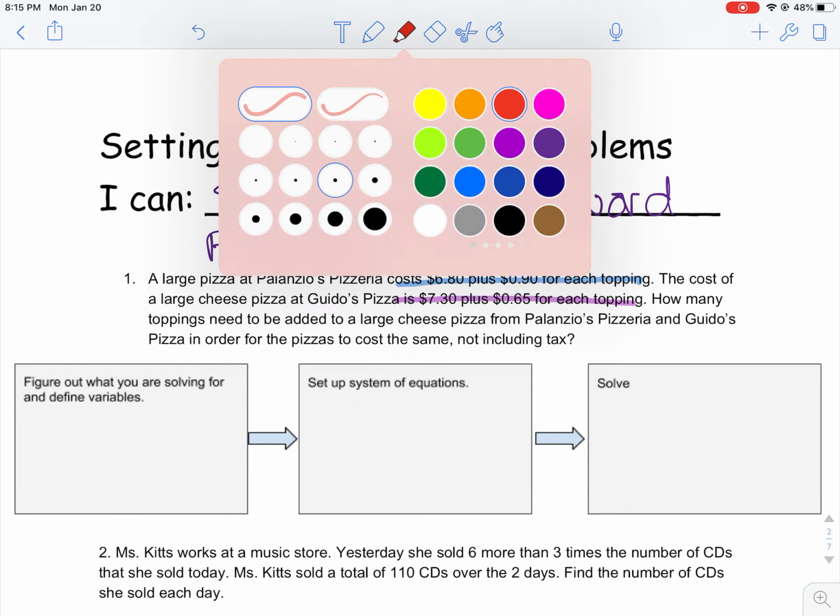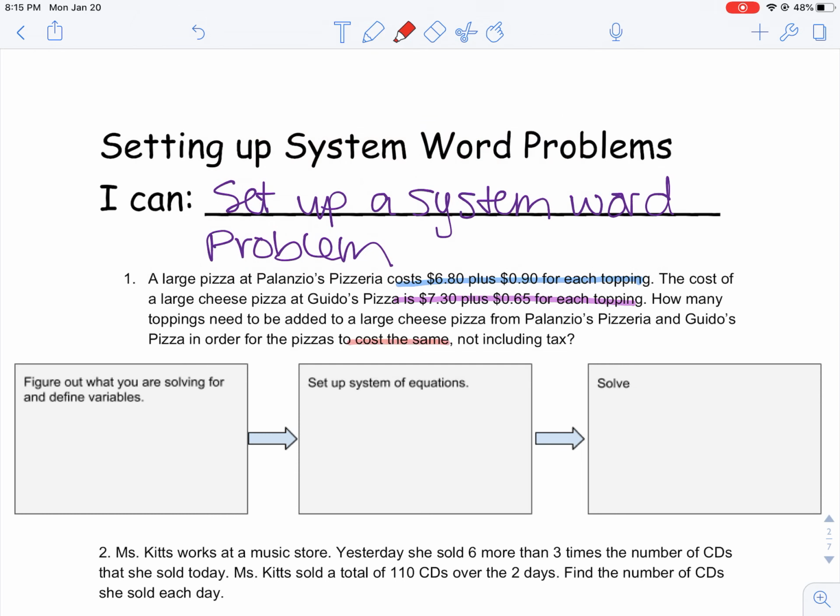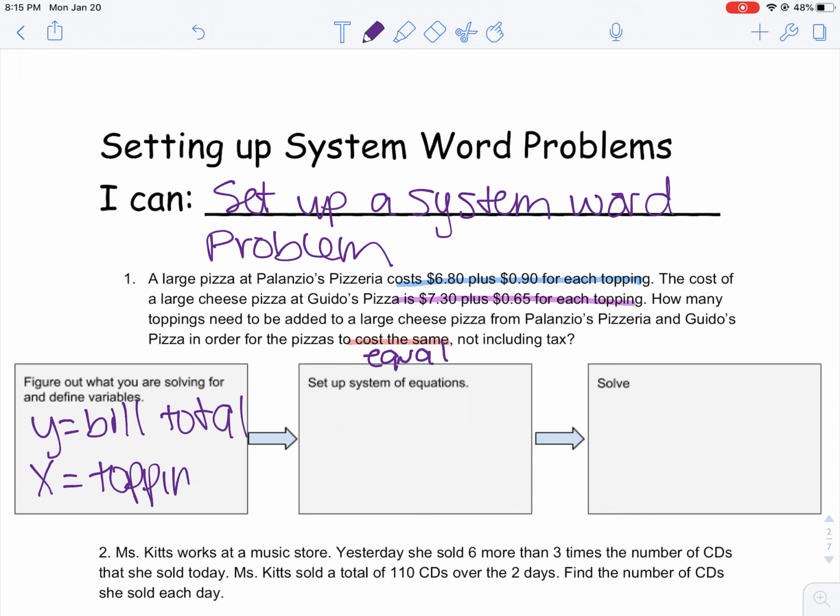Another thing that helps clue me in as to what I'm doing is "cost the same." I know if something costs the same, that it is equal. So I want to think about this scenario as if I was going to this place myself. Y is going to be my bill cost or my total cost, however you want to say it. And X is going to be my toppings, because that number of toppings is going to change the cost of my total bill.